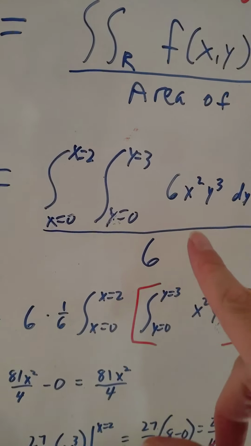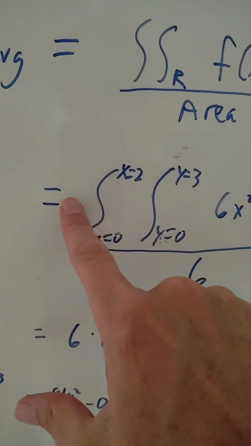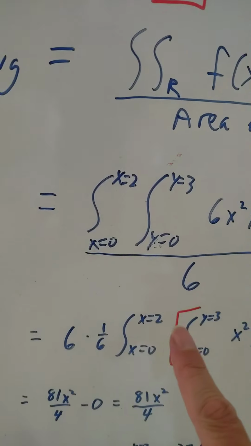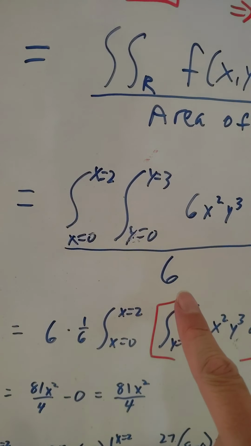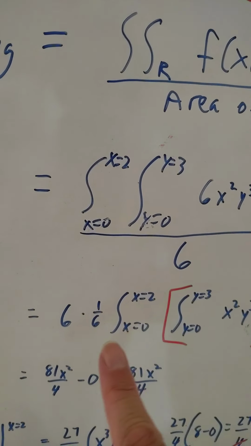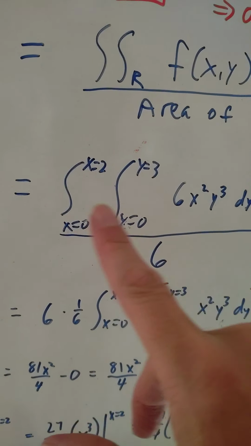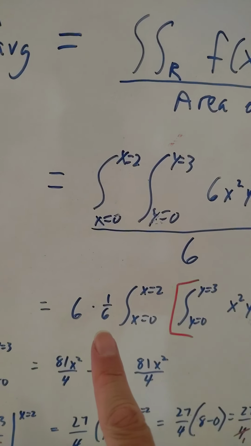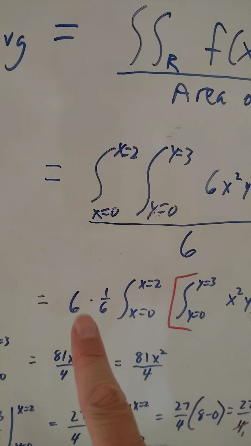So here's what I'm going to do next. You're allowed to pull out constant factors all the way out over here. And then this dividing by 6, this is a constant. I'm going to pull that out as times 1/6. Isn't dividing by 6 the same thing as multiplying by 1/6? So I pulled out the 6, and dividing by 6, I called that times 1/6. So I pulled both of those constants out.